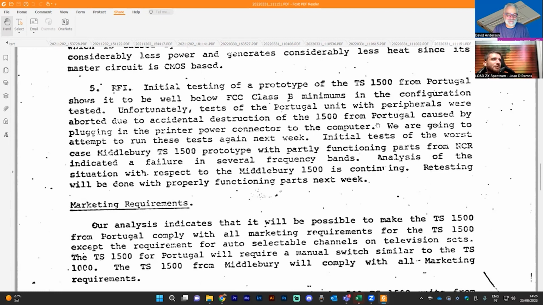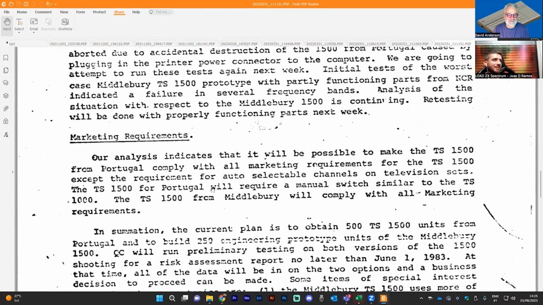Initial tests of the worst case Middlebury TS prototype with partially functioning parts from NCR indicated failure in several frequency bands. Okay, retesting will be done. They were really screwed without knowing where to go.